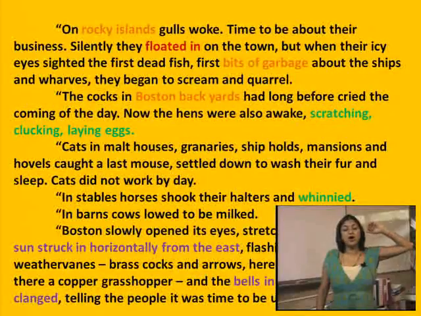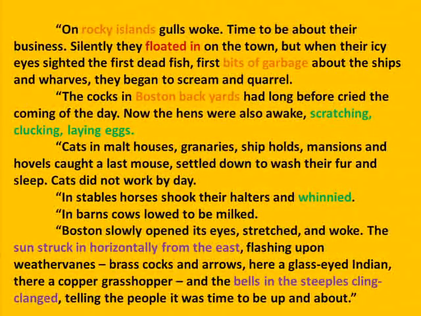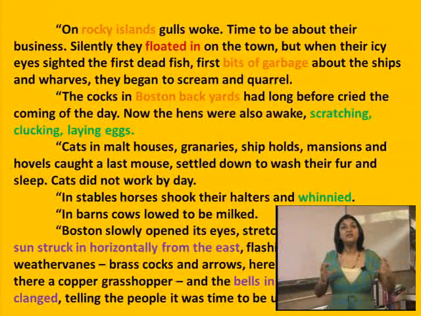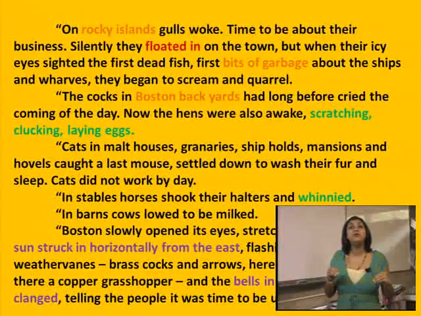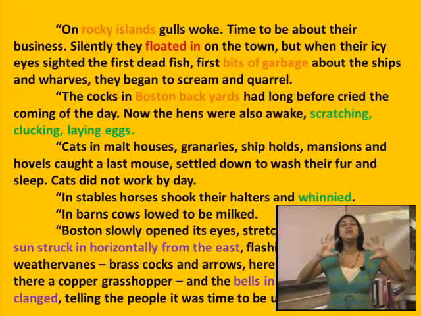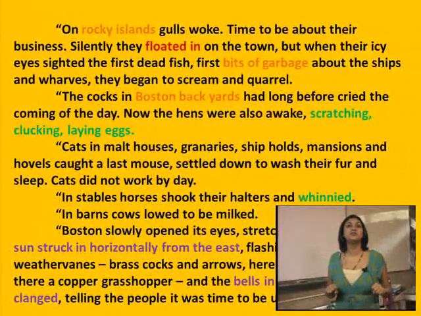Sun struck in horizontally from the east. We get a picture in our mind of what the sun looked like as it came out in the east. And we look at bells in the steeples, cling clanged. We get the sound of it. So you can see how full of images this passage is, simply because it has all these different sensations, these senses, sensual descriptions attached to it.